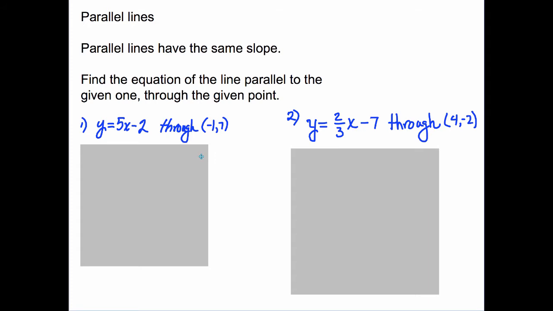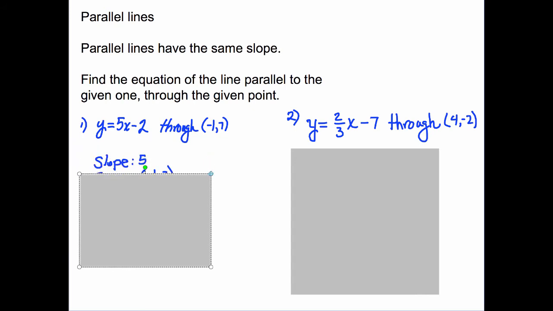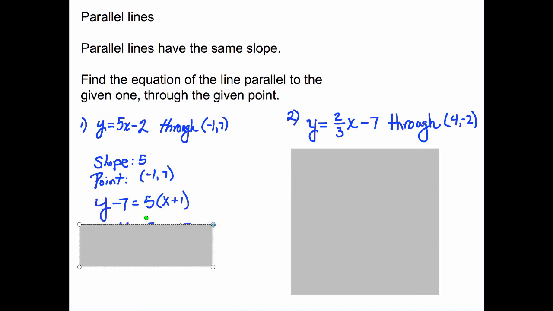All right, let's look at the first one. So y equals 5x minus 2 through the point negative 1, 7. So the slope is 5. The point that we need to go through is negative 1, 7. So we can use point slope form and write the equation y minus 7 equals 5 times x plus 1. And if you did the work to get that into slope-intercept form, this is what you would find, y equals 5x plus 12. Either answer would be acceptable.